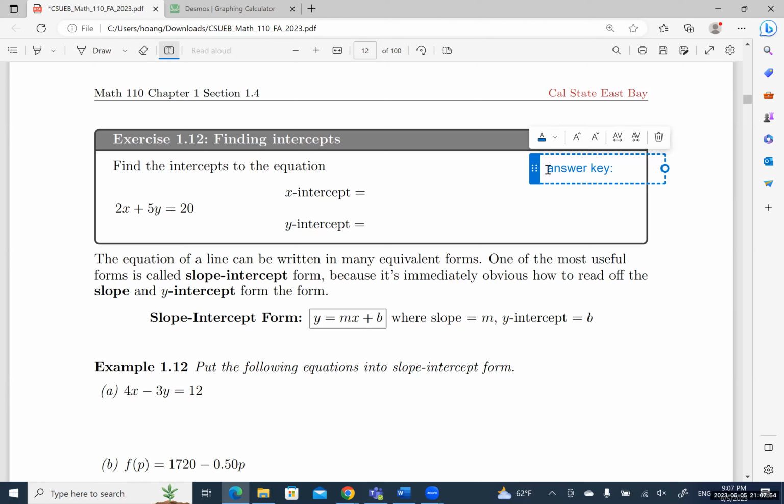Gonna be answer key, gonna be 10 and 0. The second one gonna be 0, 4. Yeah.